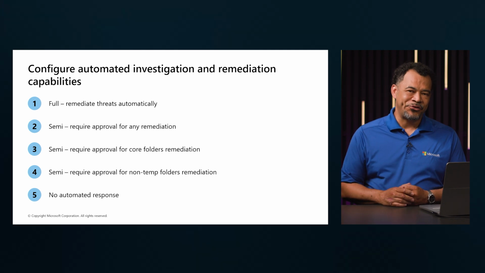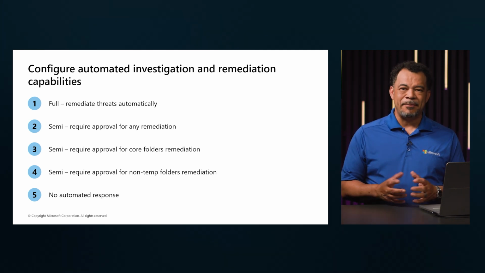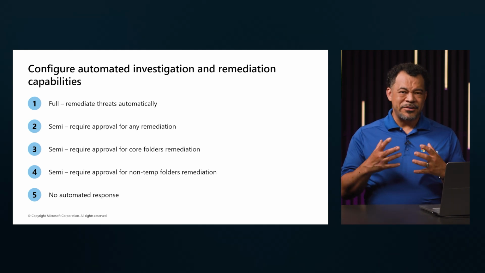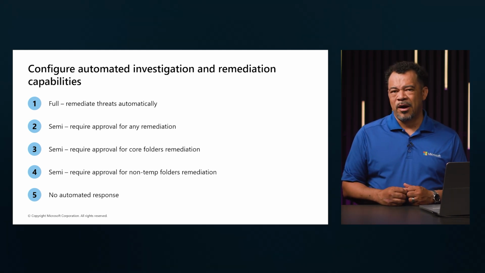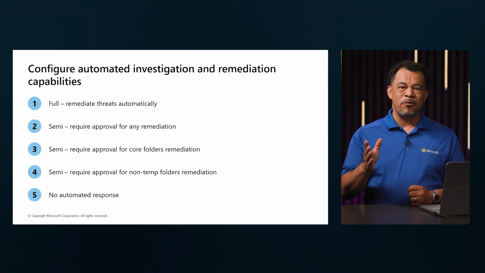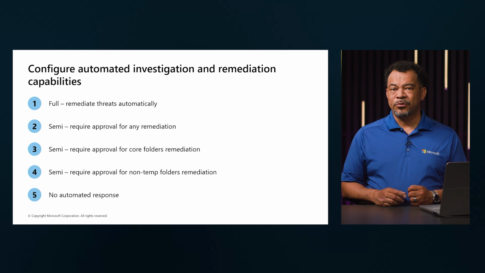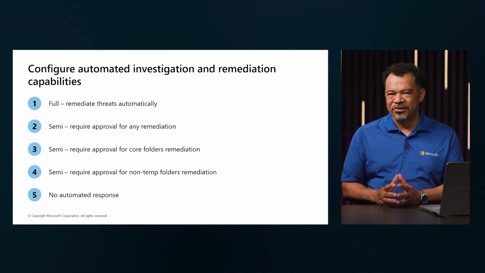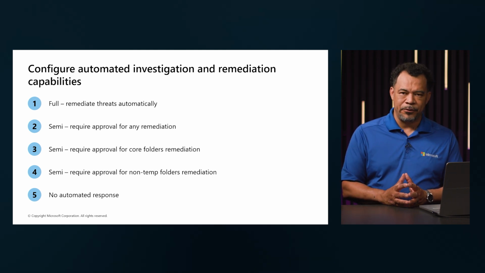Then we have levels 2 through 4, which are semi-automated. With semi-automated, there are differences in approval requirements. For example, level 2 requires approval for any remediation, while levels 3 and 4 focus on specific folder types, like your core system folders or non-temp folders.